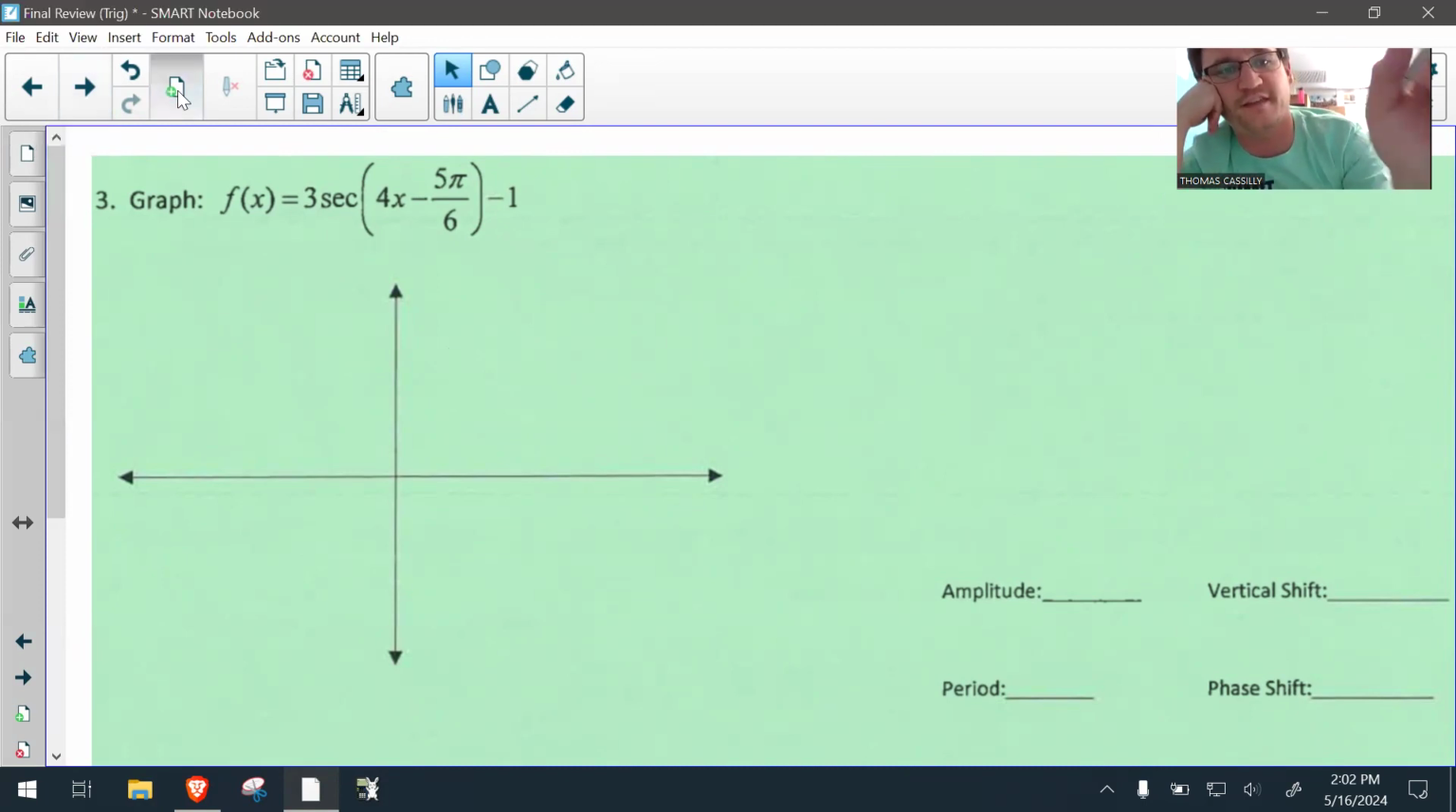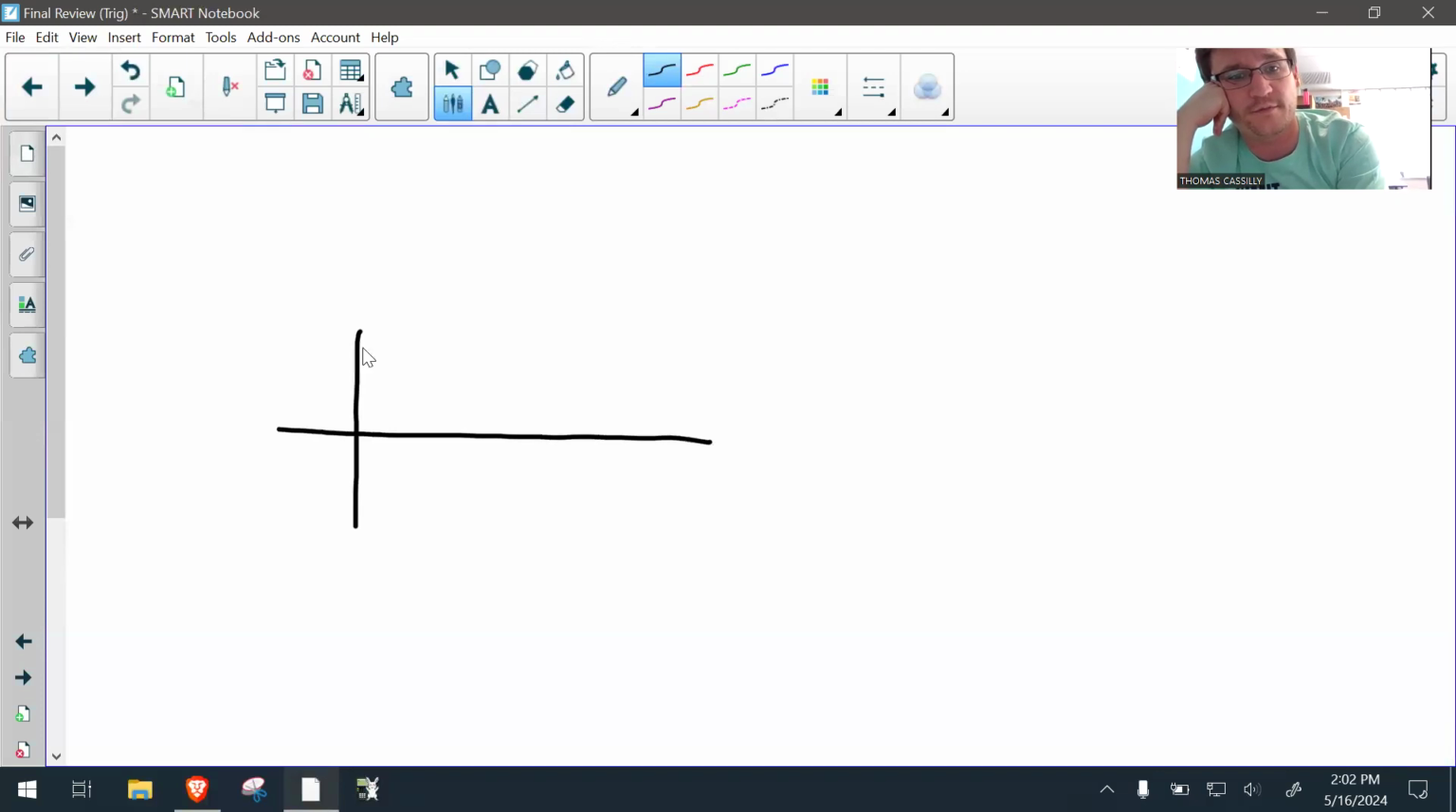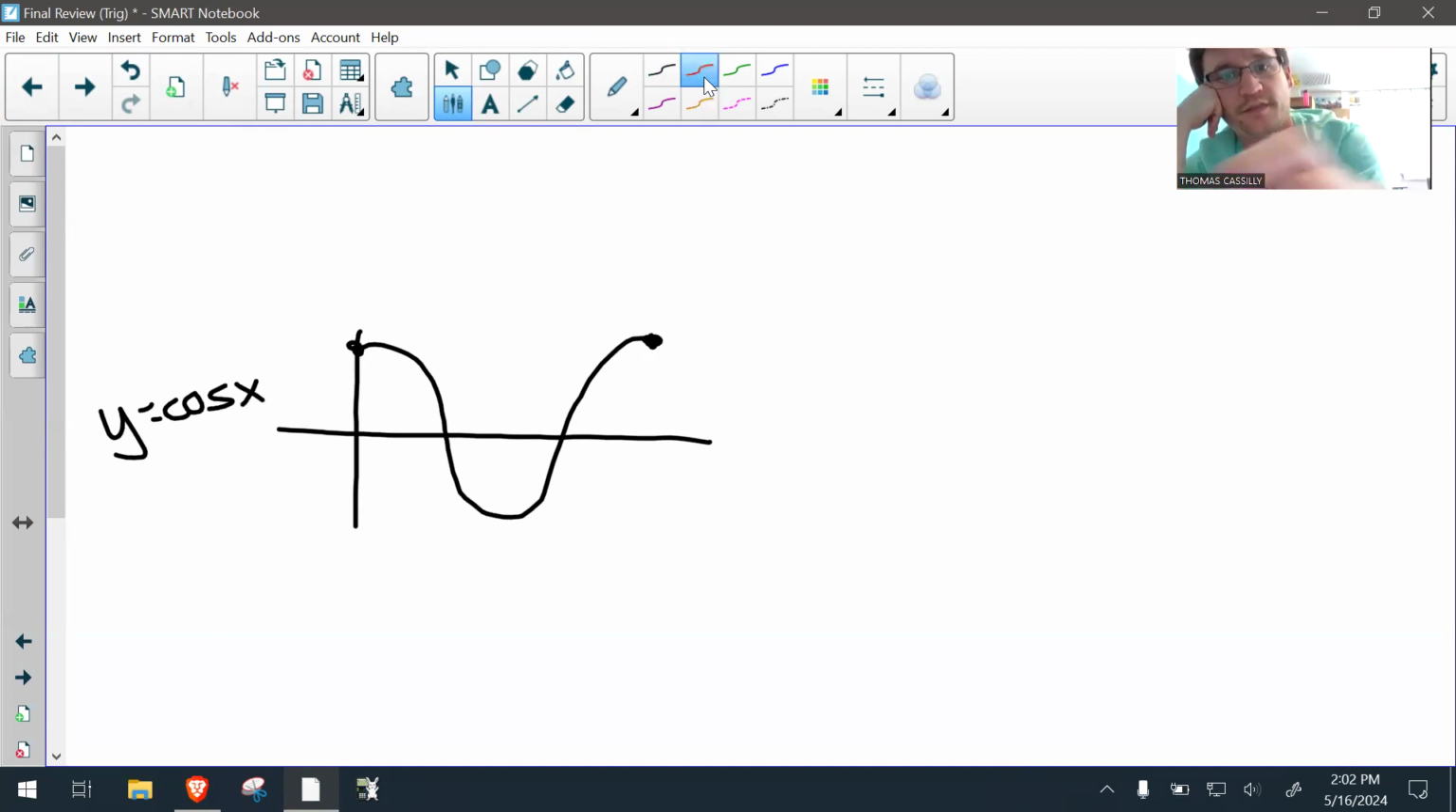And the key for graphing secants is first graphing the cosine function. So if we think of the cosine function, it looks like this. I'm going to do the cosine, all in black here. It comes down, it hits 0, it comes back up through 0, and then it ends at 1. So this is just like y equals the cosine of x. Now if you want to think about the secant, secant is equal to 1 over the cosine.